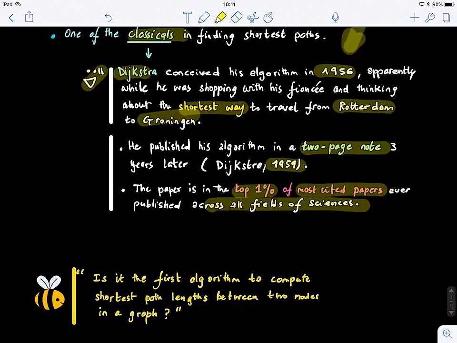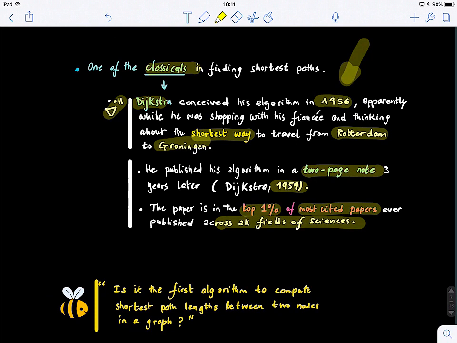Now, is it the first algorithm? This is important. It's the most cited, it's a great idea. We will learn about it today. You really need to understand how it works, and if you understand the concept, it's easy, not difficult. But is it the first algorithm to compute shortest path lengths between two nodes in a graph? Why do we only know about this one generally? It's very famous. Are there any other algorithms that were devised before Dijkstra's algorithm? Yes, the answer is yes.